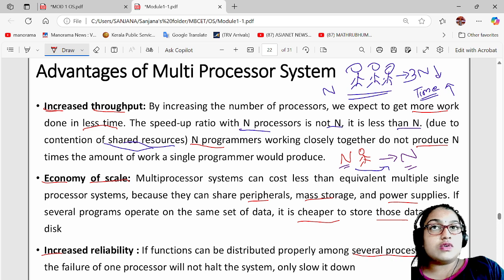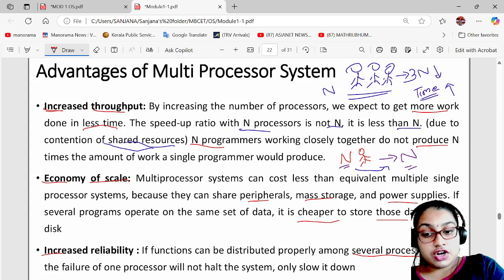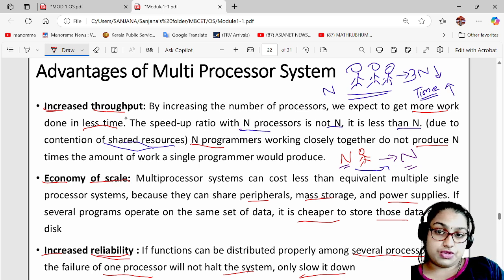If you compare it with the single processor system, it will be easy for you to understand. In a single processor system, if there is some failure inside this one processor, the whole system will crash. But in a multiprocessor system, if functions are distributed properly among several processors, even if there is an issue in one of the processors, it will not stop the system as a whole. It will just slow it down, because there are other processors inside. That is increased reliability. The users can rely on a multiprocessor system.